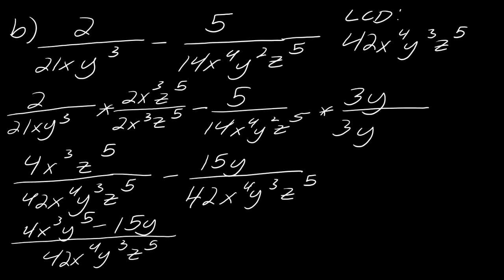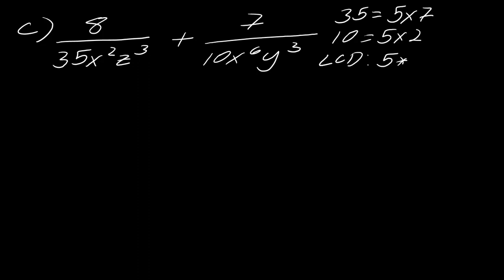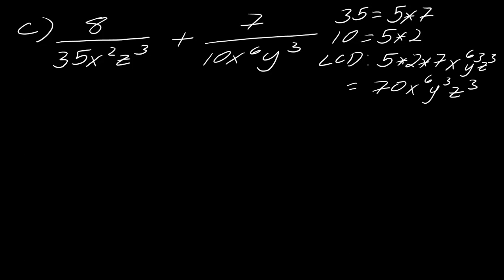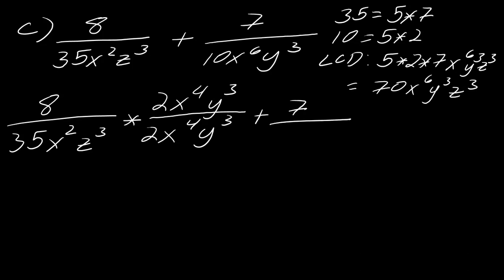Okay, so one more now. Let's go ahead and find the LCD. And now we can go through with working on the fractions. So I've got 8 over 35x squared z cubed. So what do I need to multiply this by? I need to multiply this by 2x to the 4th, y to the 3rd, and whatever I do to the bottom, I do to the top. And then I'll do that for the other one. So I've got 7 over 10x to the 6th, y to the 3rd. So what do I have to multiply this by? 7 z to the 3rd, whatever I do to the bottom, I do to the top.